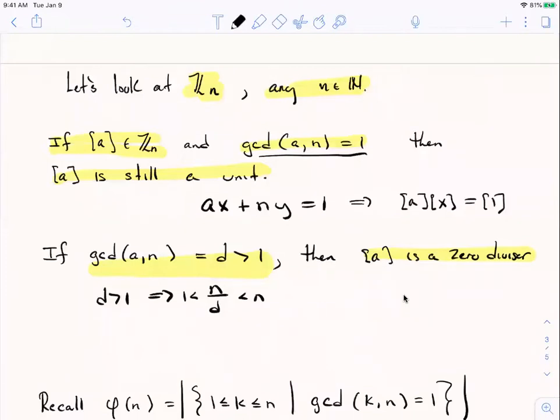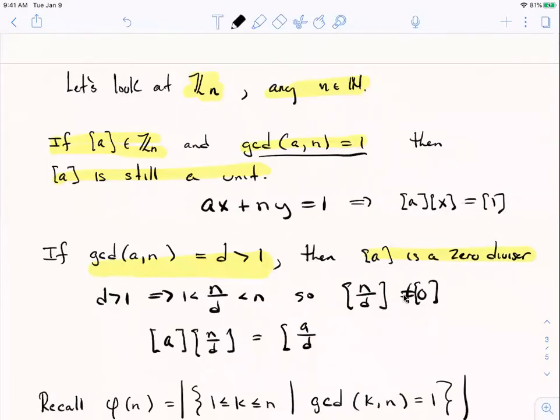So this thing, n over d, is also a non-zero element of Zn, right? But if we multiply a with n over d, I can rewrite that like this. d divides a as well. a over d is also an integer. And so I'm just multiplying a over d by n, which is 0. That's going to give me 0. But a and n over d weren't 0, so those things are zero divisors.